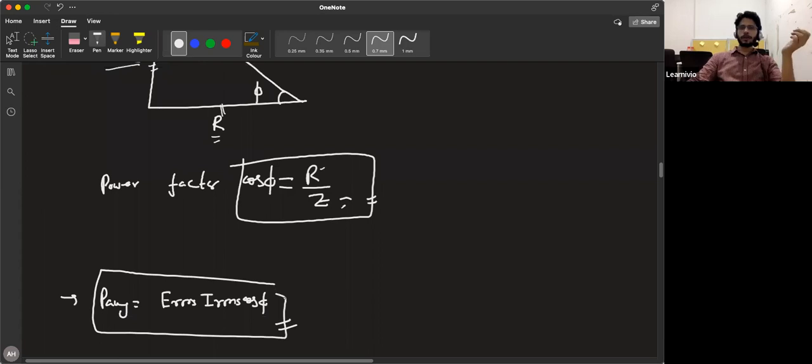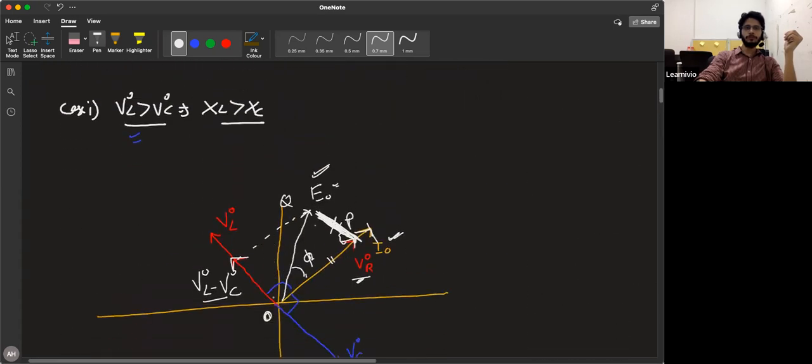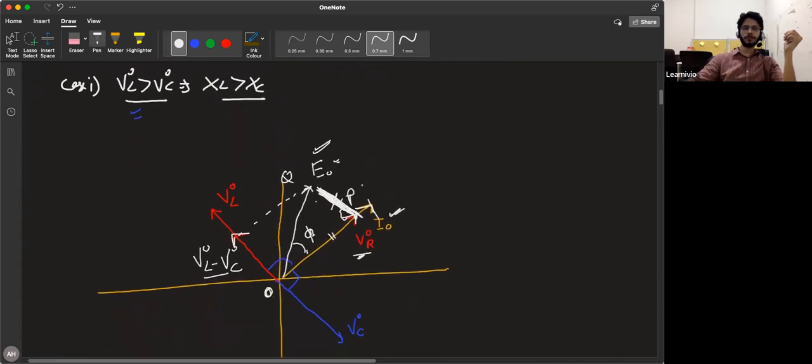And this is how we calculate average power, ERMS, IRMS, cos phi. Write down these calculations. Note it down. See, this thing is very, very important. Is it clear, Mehraj, Uneeb?